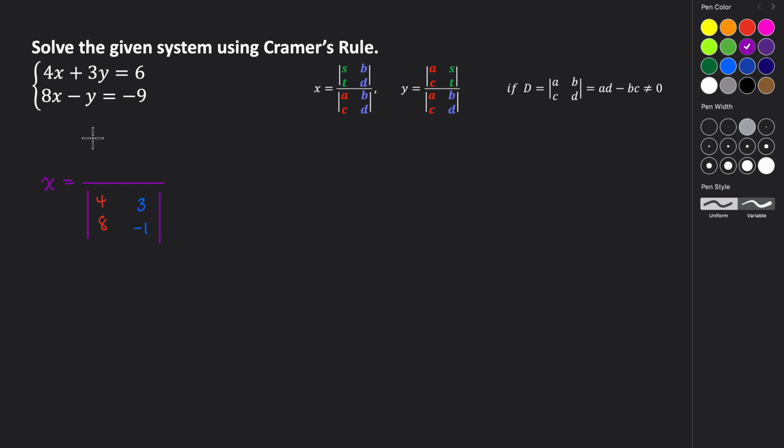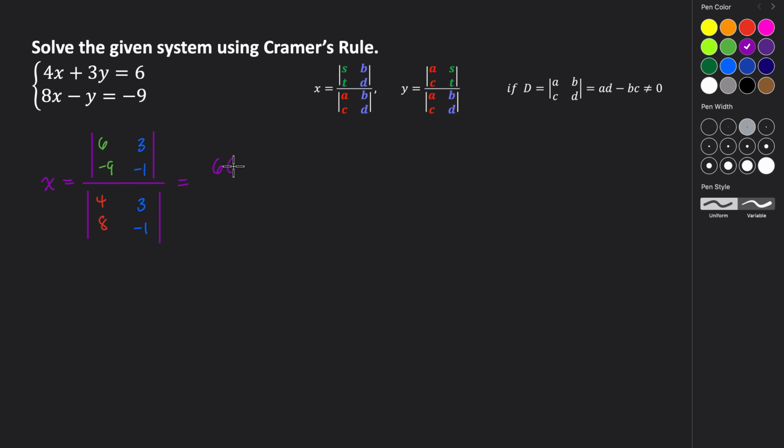Now, because we are trying to find the x-coordinate of our solution to our system, the s and t values are going to be replacing the x coefficients in our first column here. So it's going to be 6 and -9, and the y coefficients are going to stay the same. So it's going to be 3 and -1. So go through and simplify this. What do we end up with?